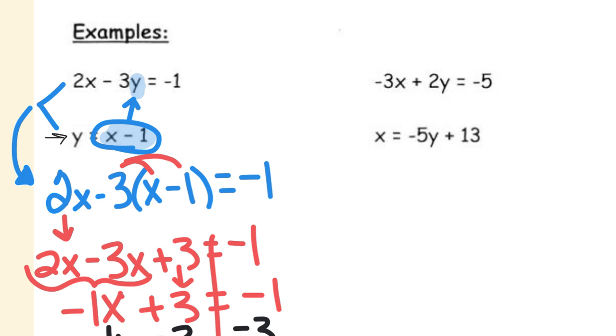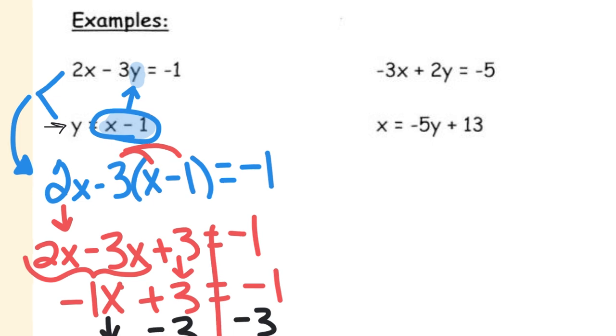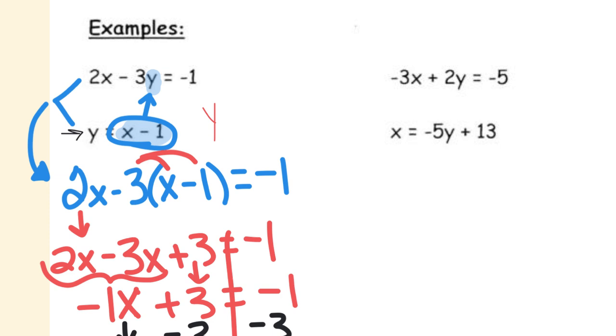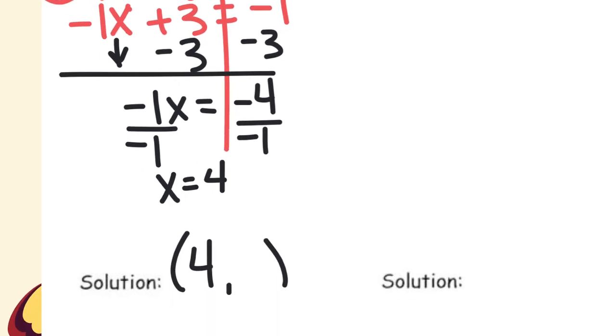So we know what x is, yes? What was x? X down here was 4. So we're going to say y equals, and what am I going to put in place of x? 4 minus 1. What's 4 minus 1? 3. What's my y value? 3. So my coordinate is 4, 3.